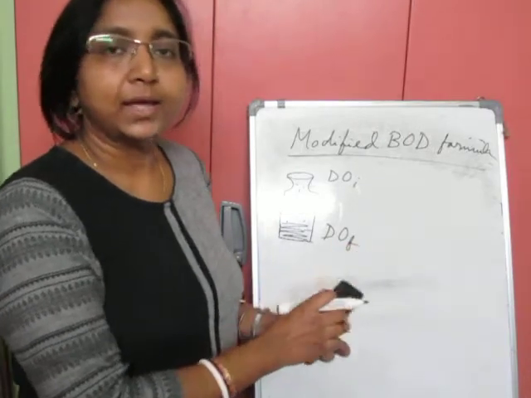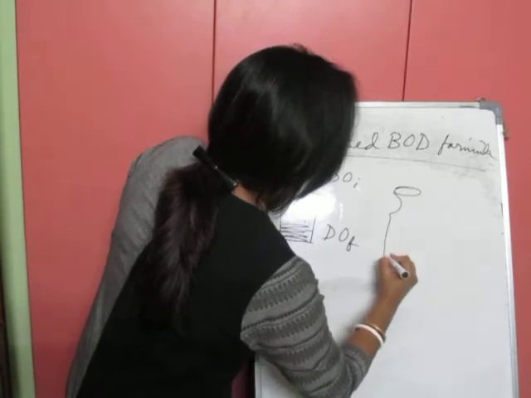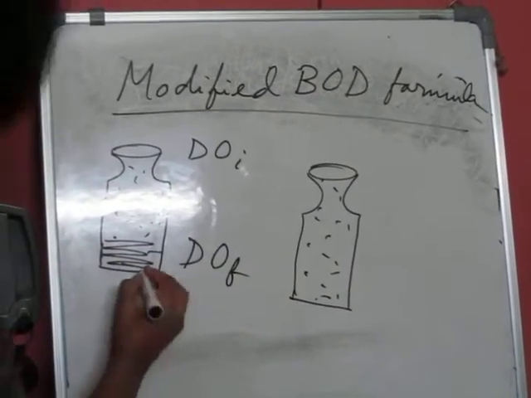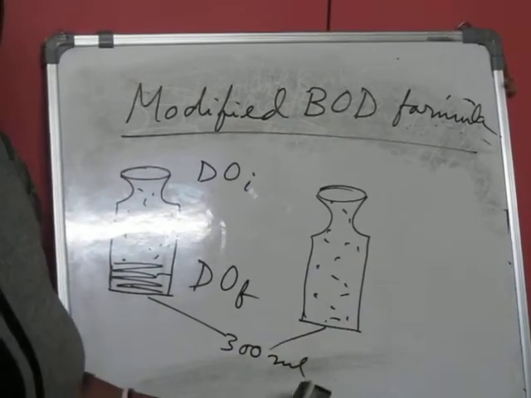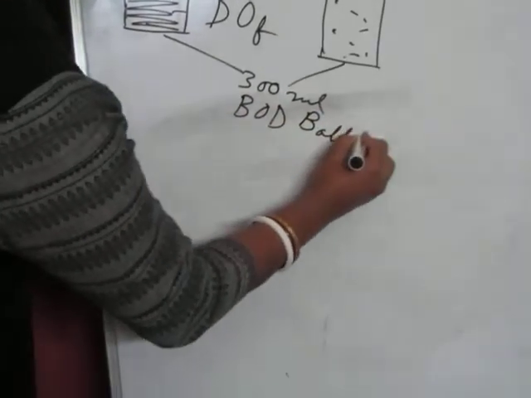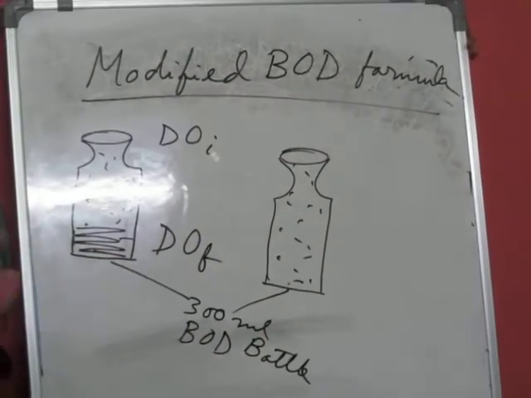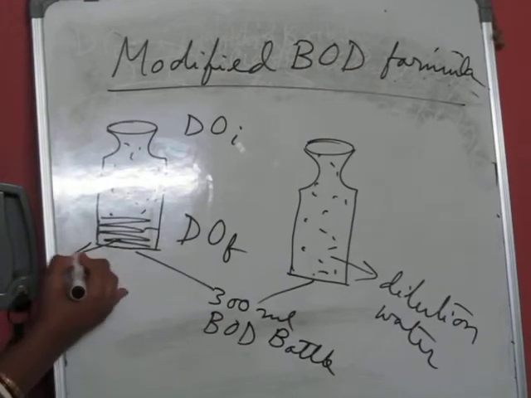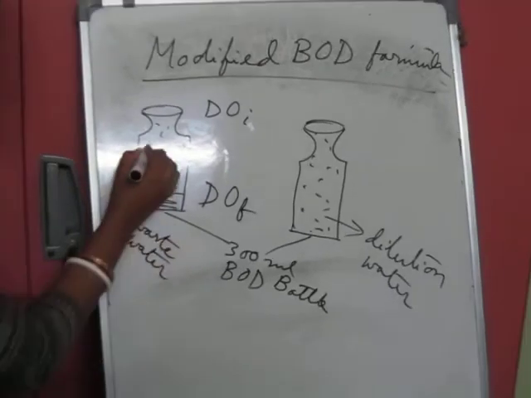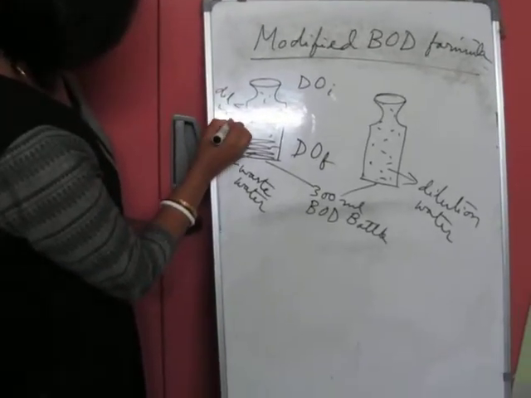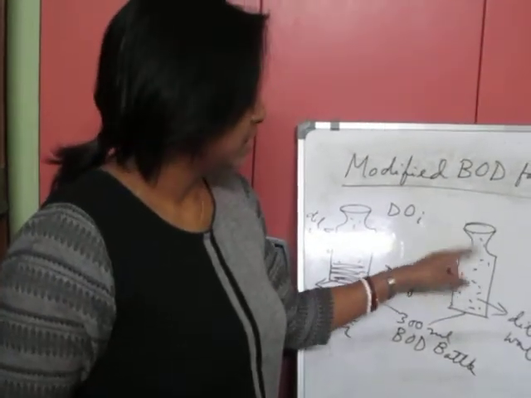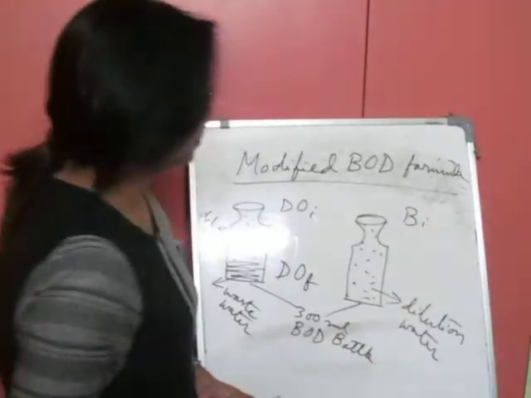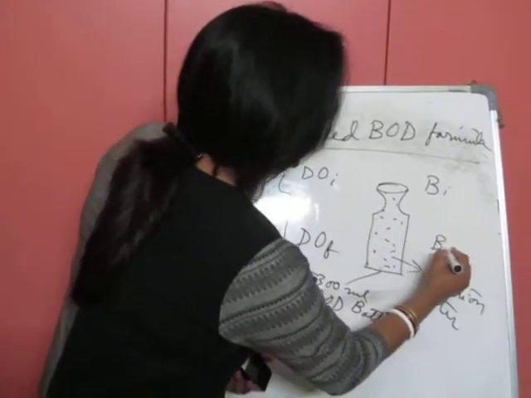In the same way we have to take another, similar BOD bottle. Although it looks thinner, actually the volume is the same. Both are 300 ml BOD bottles, and this one contains only dilution water. Here it contains wastewater plus dilution water, and here it is the dilution water only. Now for this case we cannot represent it the same way as DO. That is why the initial dissolved oxygen is represented as BI and the final dissolved oxygen as BF.